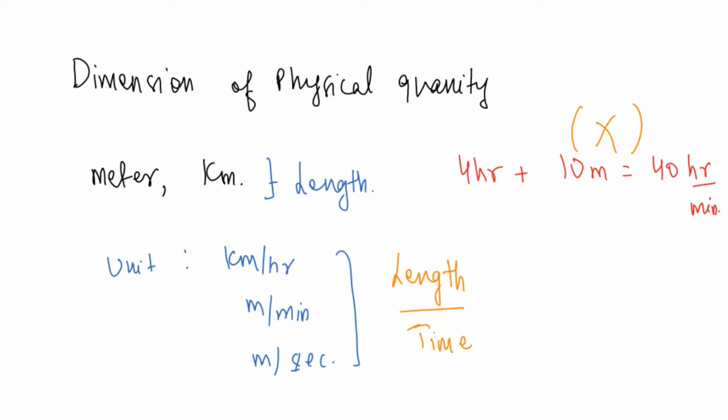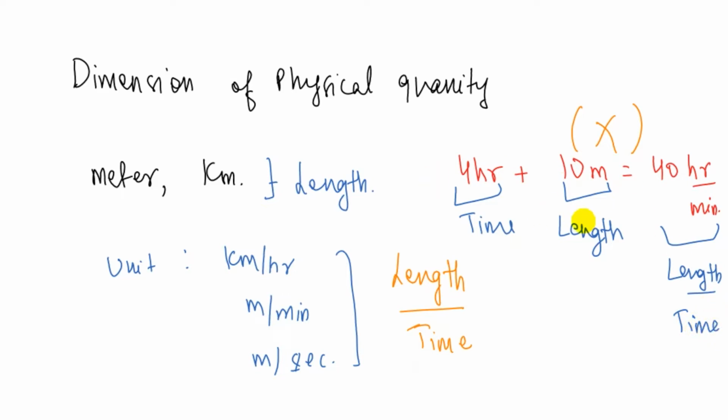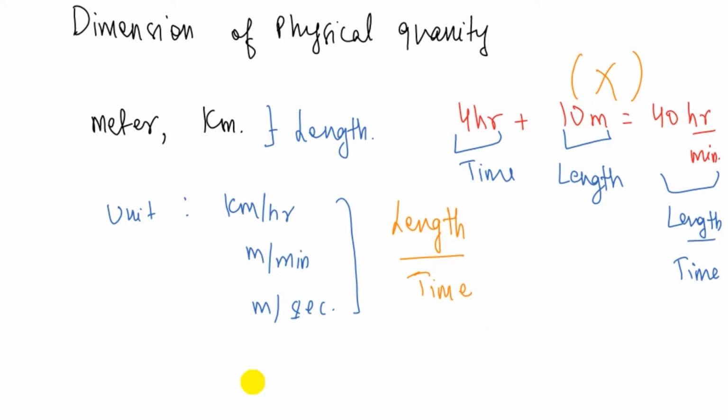Why? Here the dimension of this quantity is time. The dimension of this quantity is length, and the dimension of this quantity is length over time. And here you can see that the dimensions are not the same for each quantity. That is why it doesn't make any sense. So let us take one more example. Suppose x represents a distance, so x equals x naught plus vt. Now v is the velocity and t is the time. So let us see whether this equation is making sense or not.